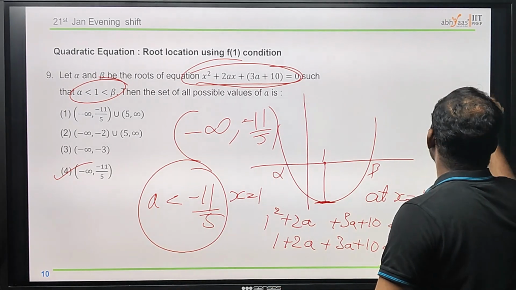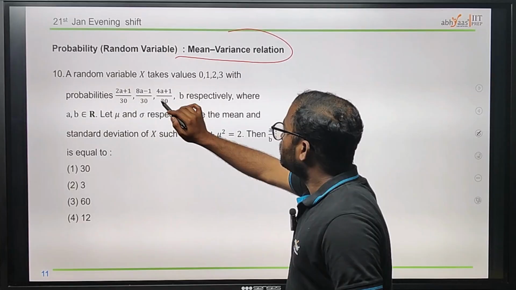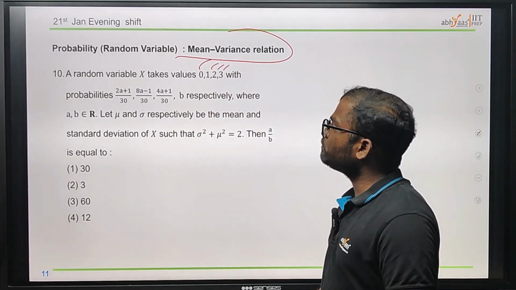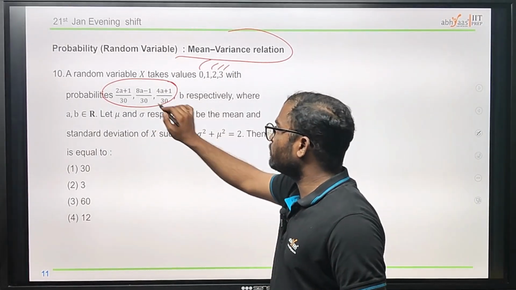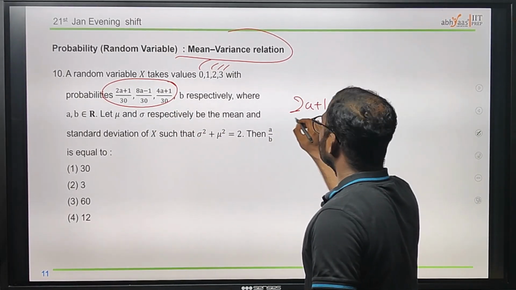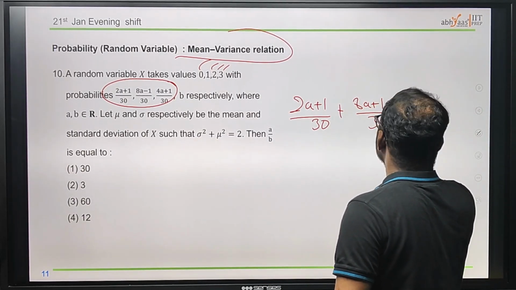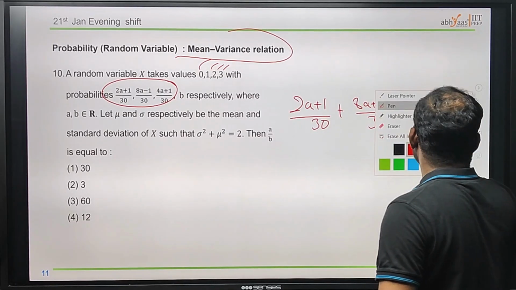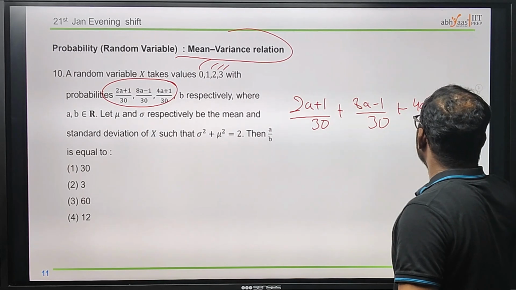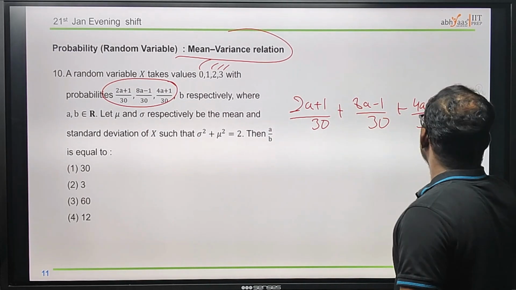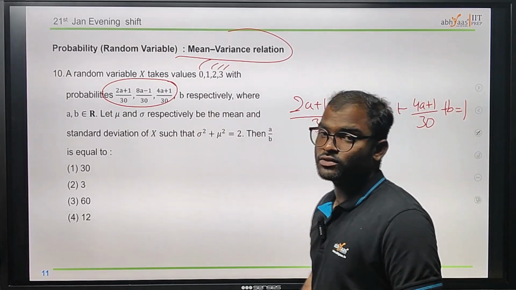Now moving to the next question on the basis of probability, which is mean and variance. Here we are given 0, 1, 2, 3 with probabilities. We know the probabilities always sum to 1. So the sum is 2a plus 1 by 30, plus 8a plus 1 by 30, plus minus 1, plus 4a plus 1 by 30, plus b, is equal to 1, since the sum of probabilities is equal to 1.